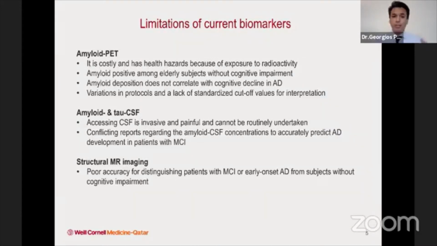Also, being amyloid positive doesn't mean much by itself, because there are a lot of elderly subjects who won't have any cognitive impairment. And there's no correlation between amyloid deposition and cognitive decline, so you cannot monitor the progression of the disease. The other thing is that there is variation in the protocols and a lack of standardization, and of the cutoff points to say that somebody now has dementia.